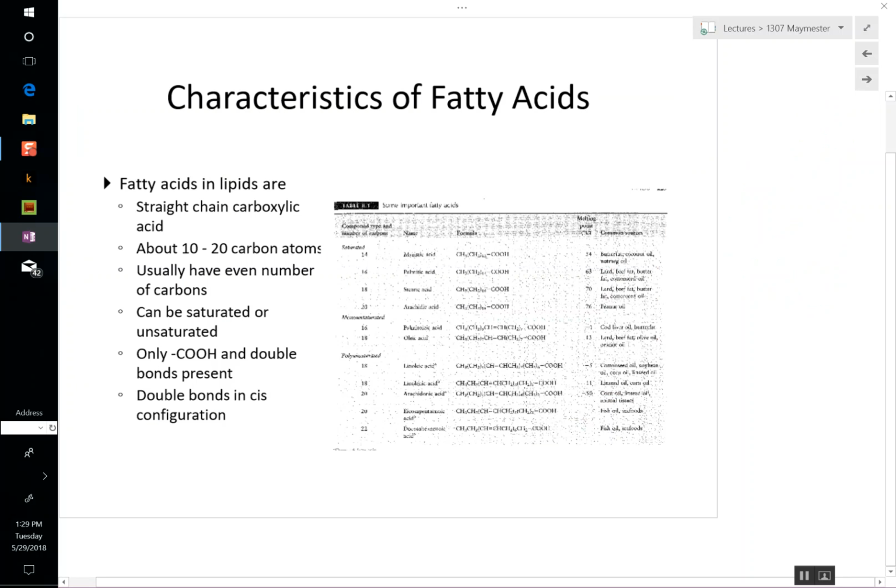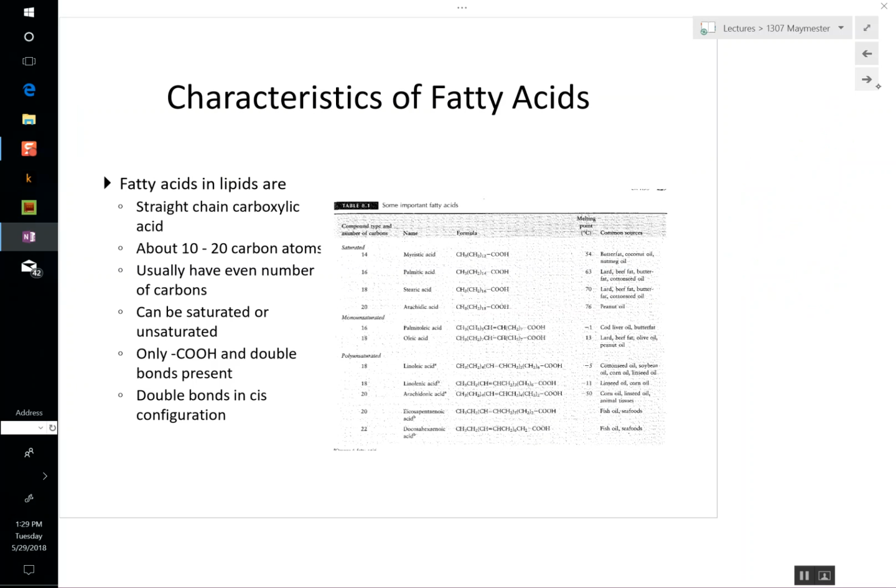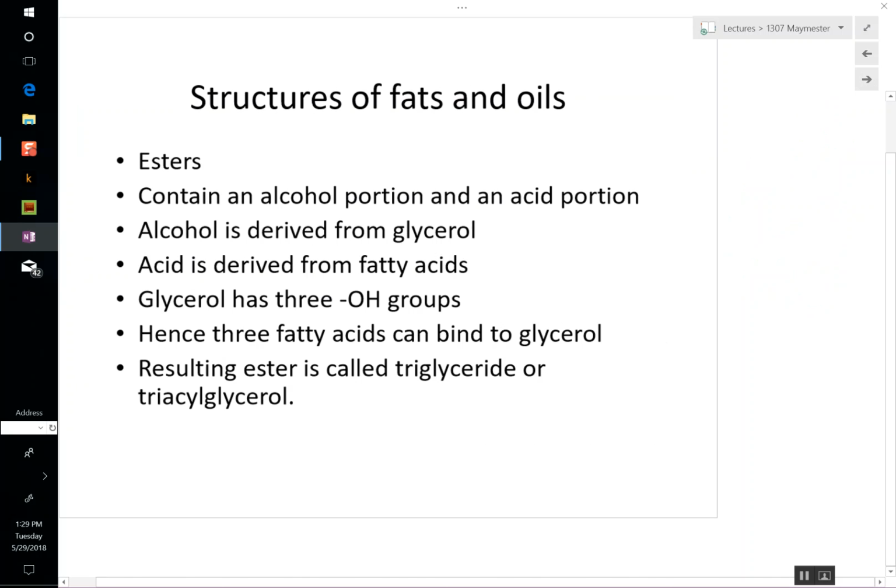Okay, we got to build a triglyceride now. Some of these slides overlap with one another. You've already seen they're usually even, 10 to 20 carbons. That's kind of redundant. Structures of fats and oils. So the triglyceride is an ester. Triglycerides are triesters. Okay, they're made up of glycerol plus 3 fatty acids.